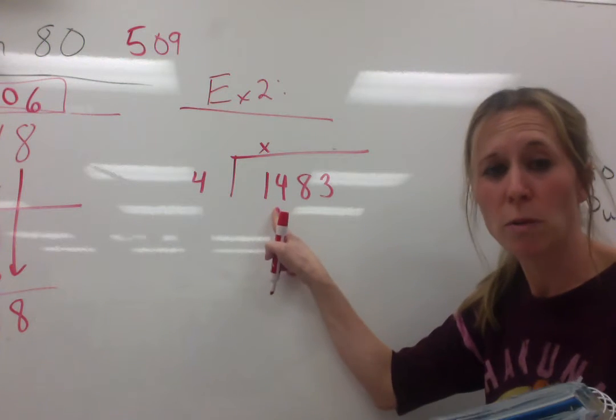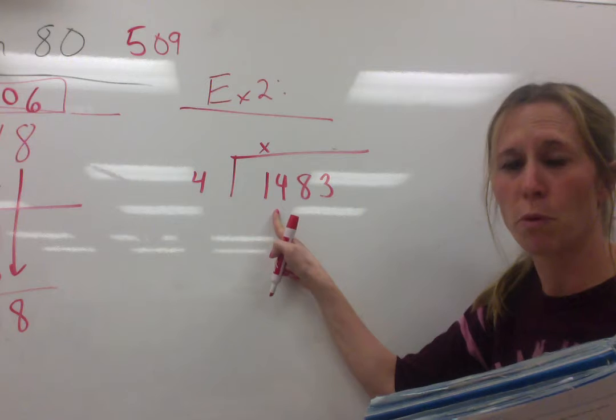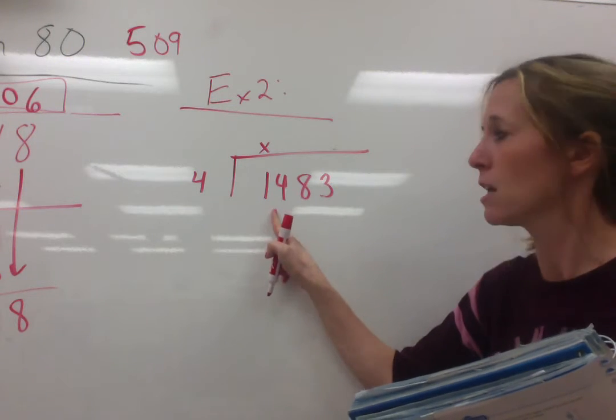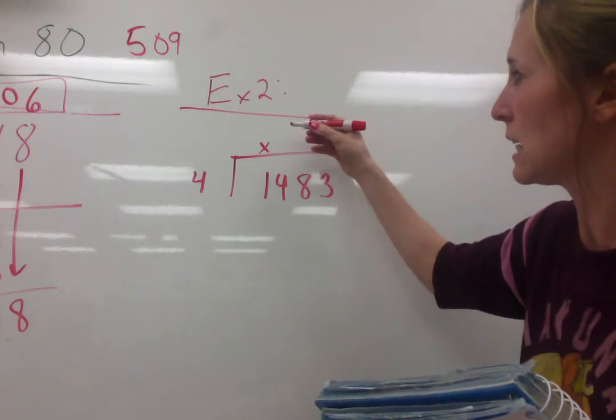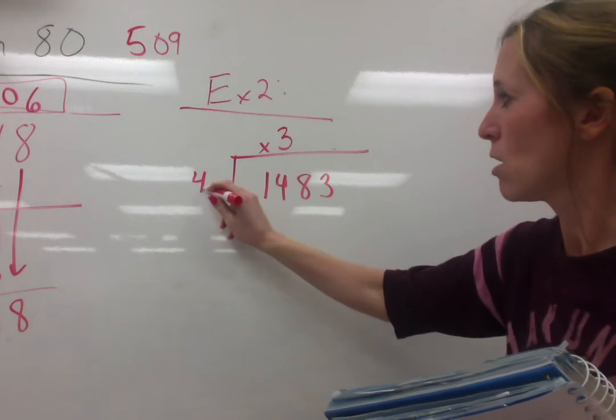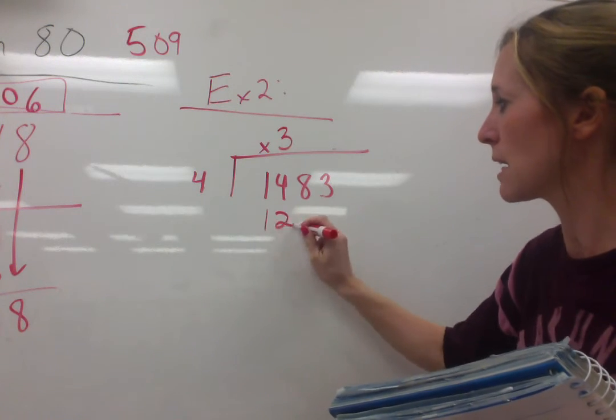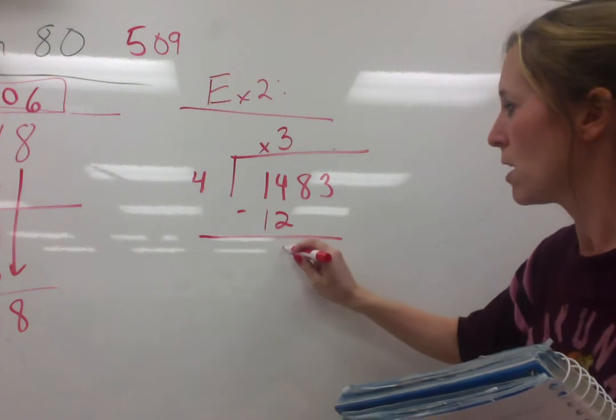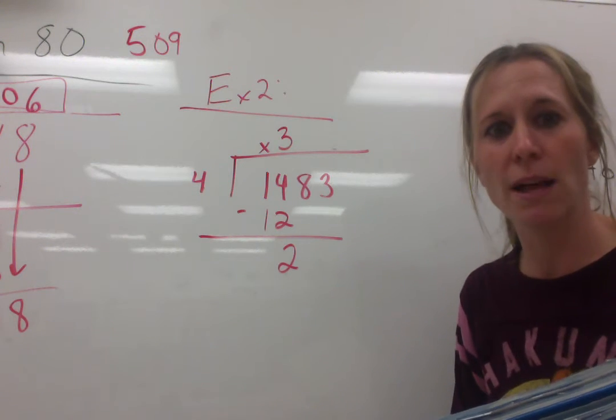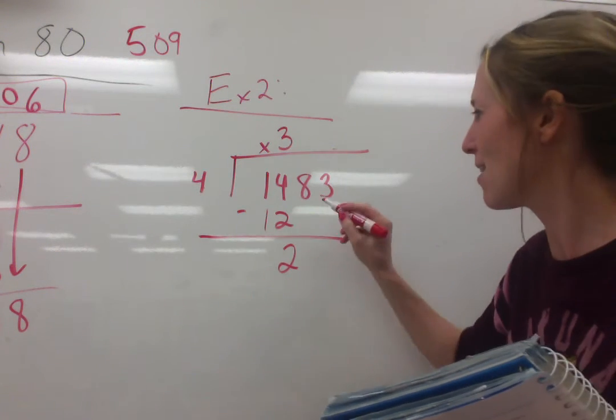Some of you might want to use your multiplication chart. It's going to be really important you review multiplication and division. 4 can go into 14 3 times. 4 times 3 is what? 12. Divide, multiply, subtract. Bring it down.